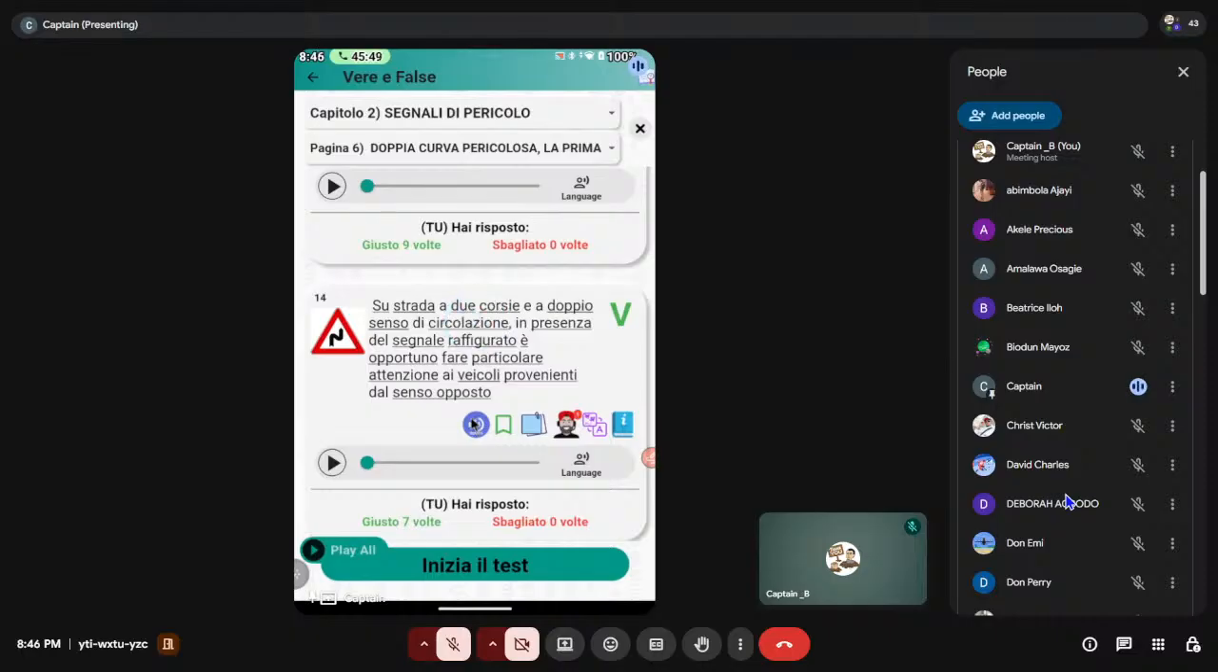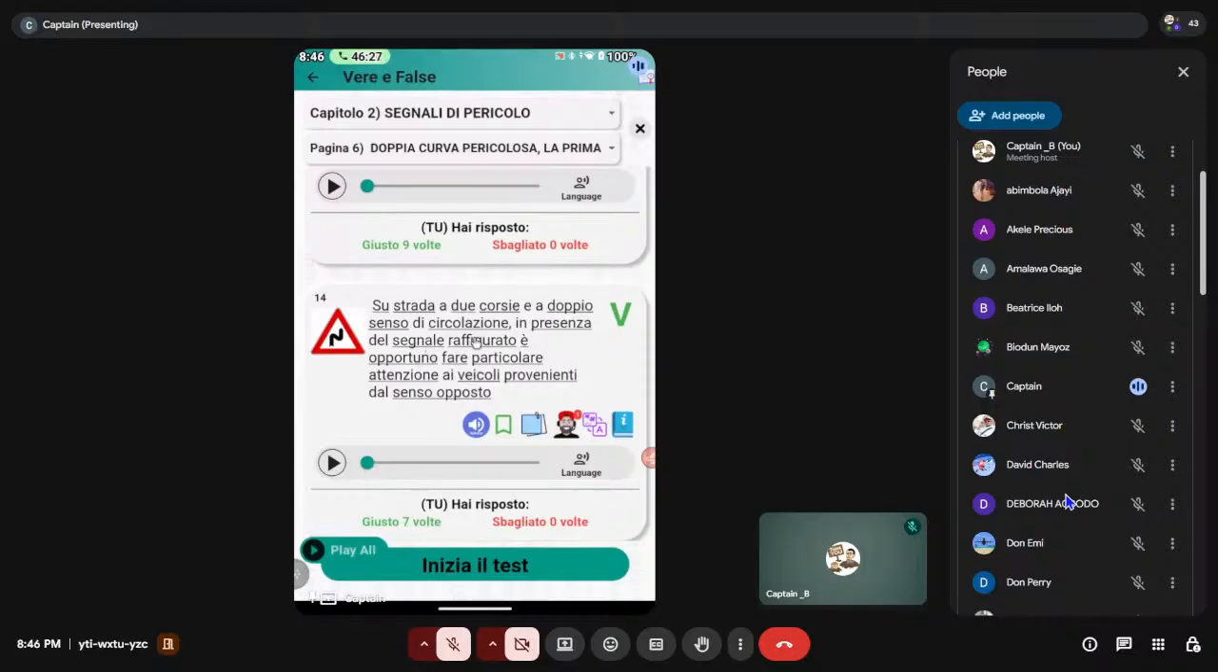Su strada a due corsie e a doppio senso di circolazione, in presenza del segnale raffigurato è opportuno fare particolare attenzione ai veicoli provenienti dal senso opposto. The words senso opposto mean the opposite direction. On a road of two lanes and two-way circulation, in the presence of this sign, this sign is placed where there is two-way circulation, all right?